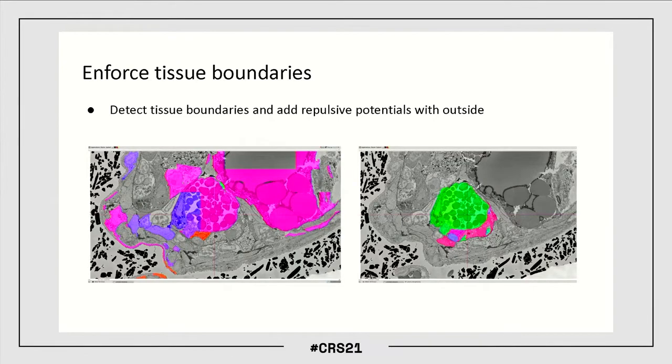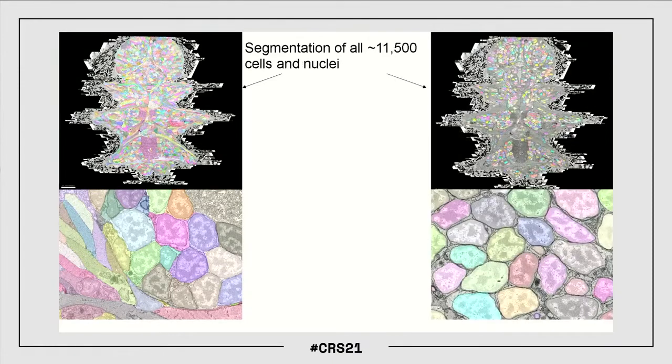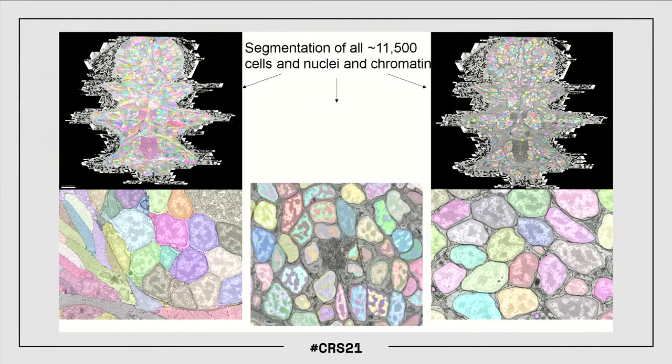So using this and a couple of other rules like that, really push things together, push things apart when they should be apart, right? We achieved the full segmentation of this 8 terabyte volume of a whole marine worm, 11,500 cells. And then with that, you can also get the full segmentation of nuclei and the segmentation of the chromatin domains in the nuclei, and also a few other things like the animal cuticle.